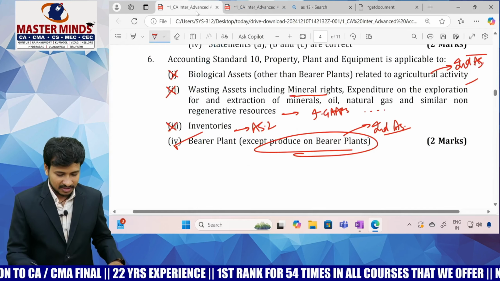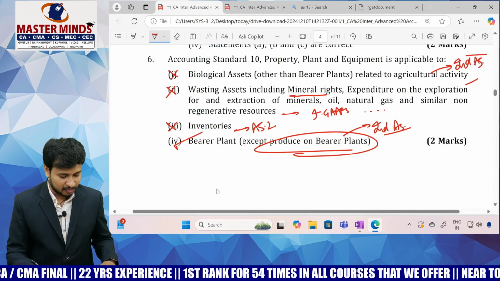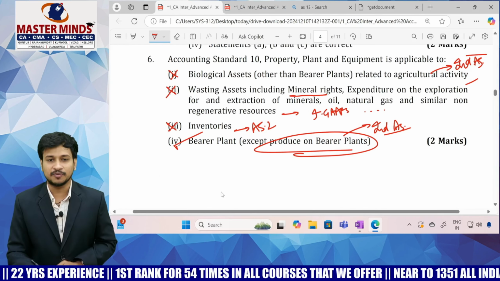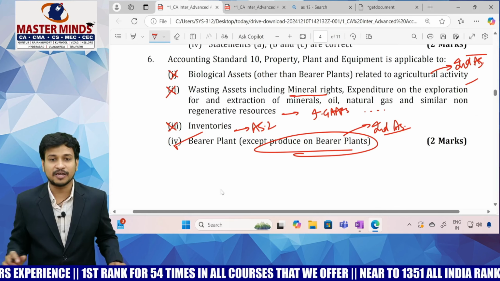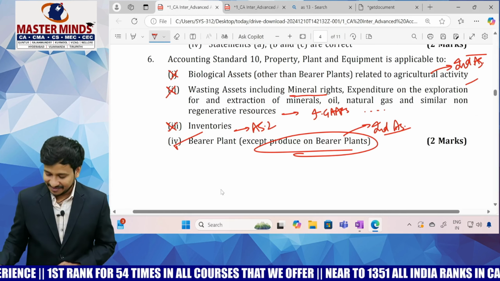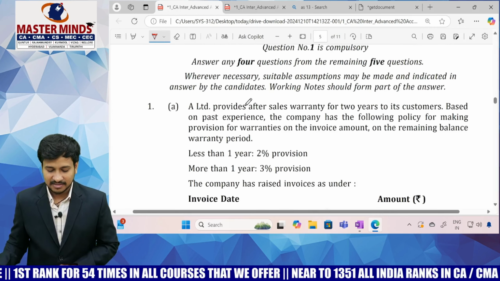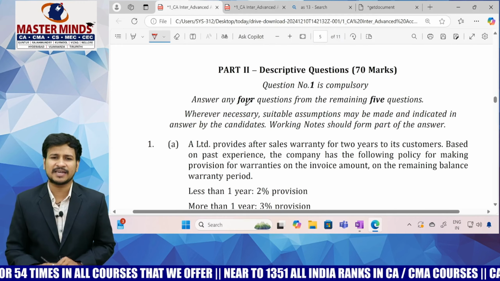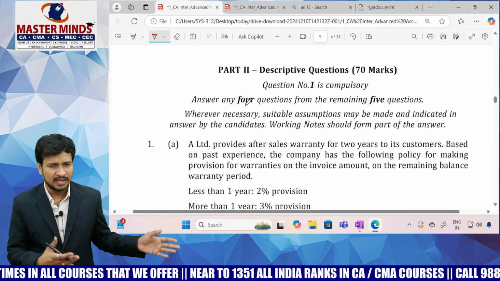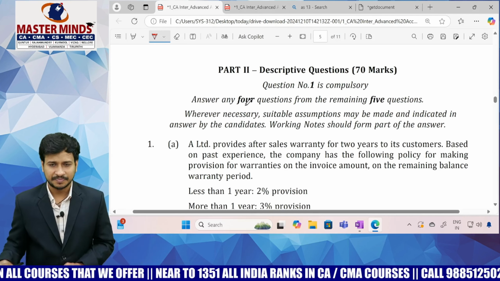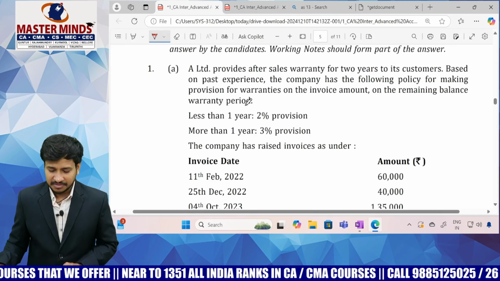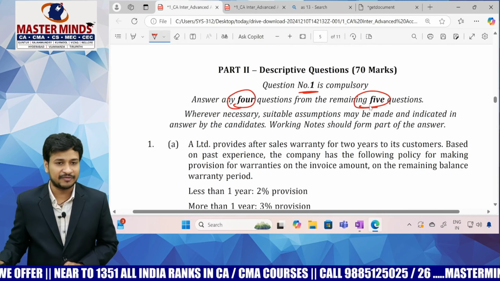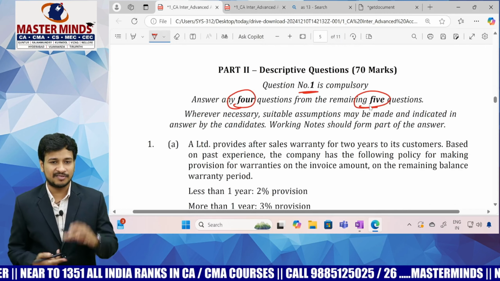And my dear children, this is what your discussion with MCQs is, which is absolutely done. And let me start with descriptive. But the greatest part is that descriptive questions are pretty easy, because everything is almost copy paste from your institute material itself. Let me start. Question number 1 is of course the compulsory question, and you need to answer any 4 of the remaining 5. On the whole, you are supposed to answer 5 questions.